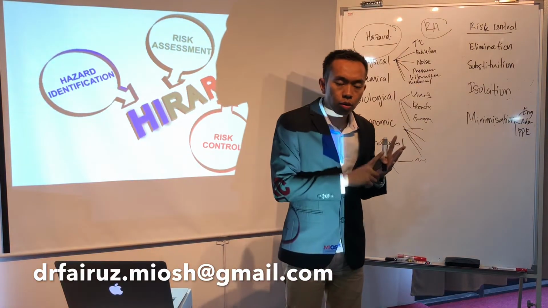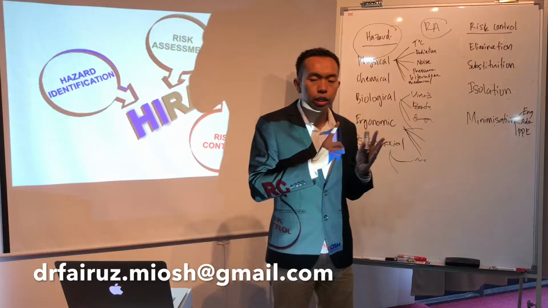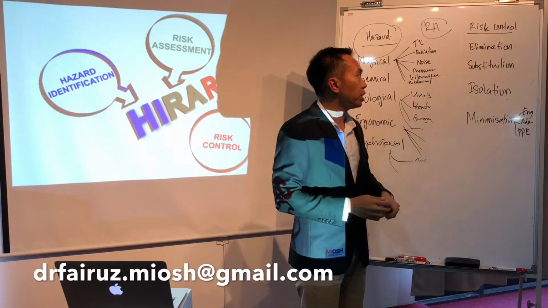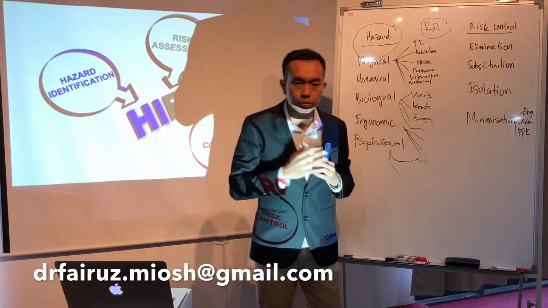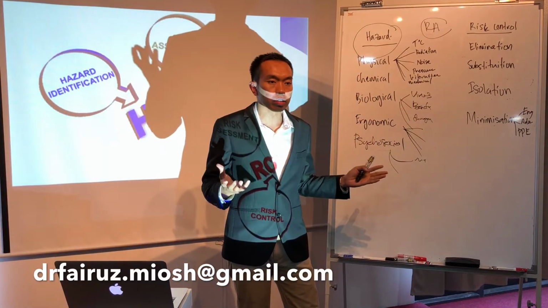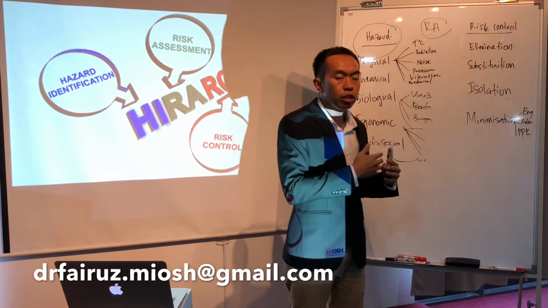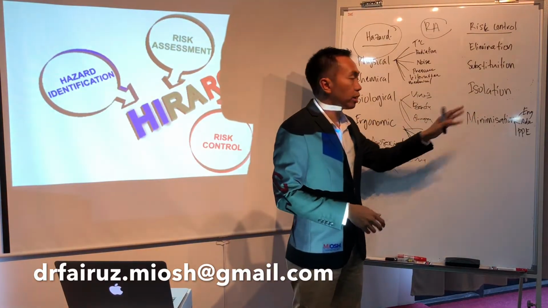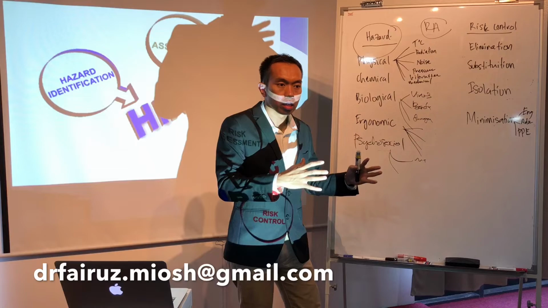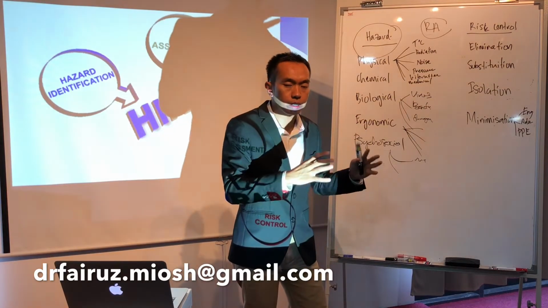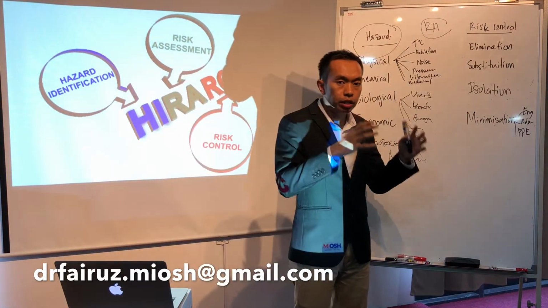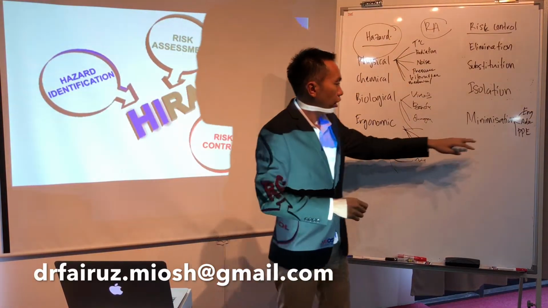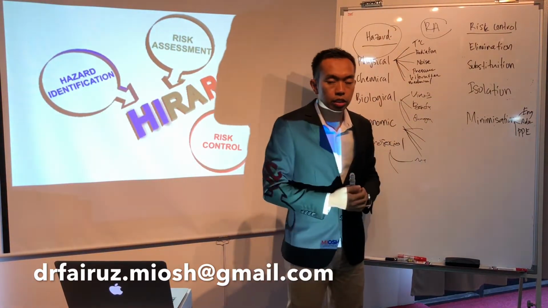The top one is elimination. If we can eliminate, we try to eliminate. But if we cannot eliminate, we need to try substitution. Can we substitute or not? Such as benzene, can we substitute it with xylene? Isolation: can we isolate the area, so that only specific persons, we can minimize the people exposed to the hazards? And then the last one is minimization.